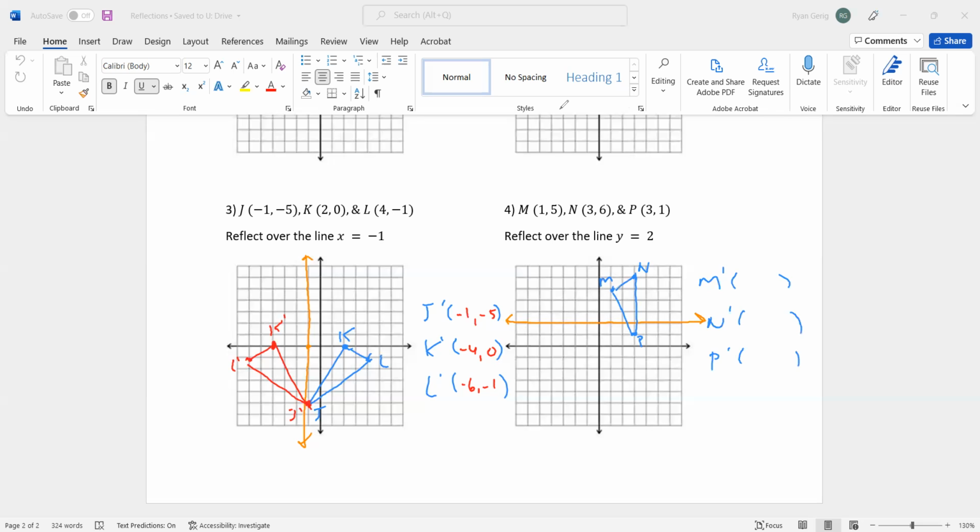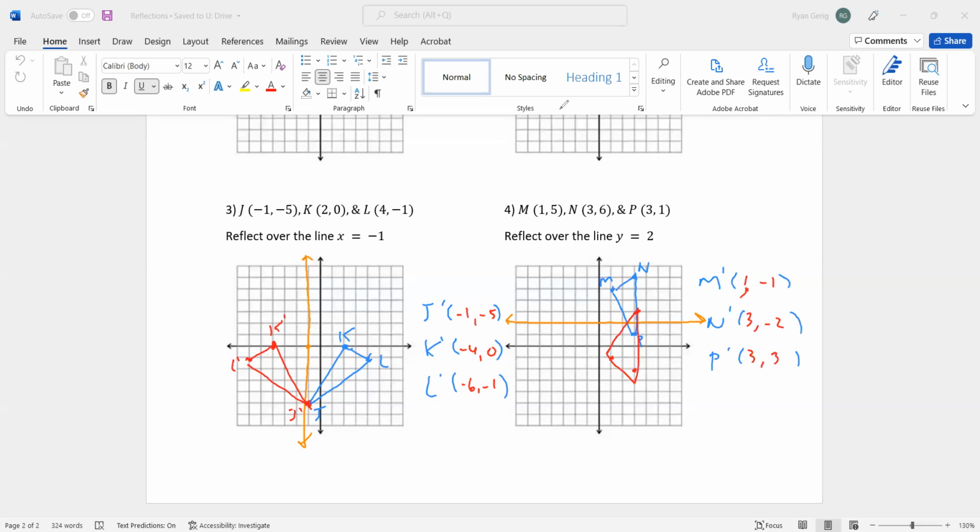All right, so M is 1, 2, 3 away from the orange line. So 1, 2, 3. I end up at the point 1, -1. Okay, N is 4 away. So 1, 2, 3, 4. I end at the point 3, -2. And then P is 1 away. So I just go 1 the other direction, just like I've been doing. But in this case, it just happens to go in the opposite way as M and N. So that ends at 3, 3.